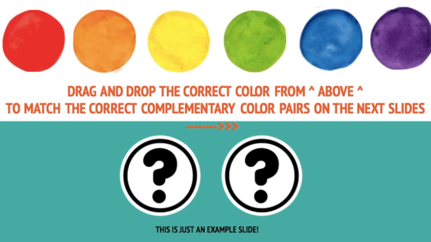You'll have all of the rainbow colors up at the top, and then usually 1 or 2 question marks in the blue part. That's where you're going to submit your answers.